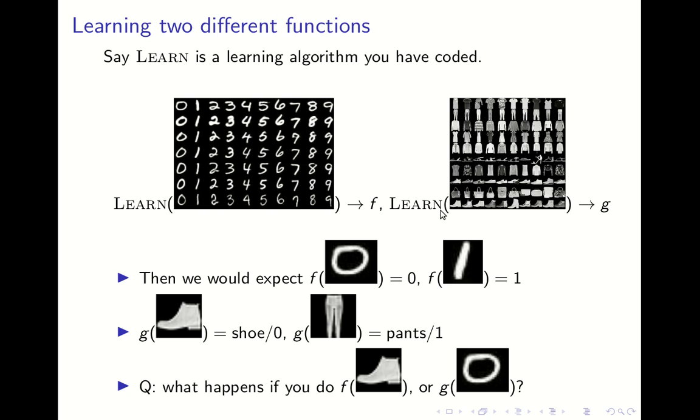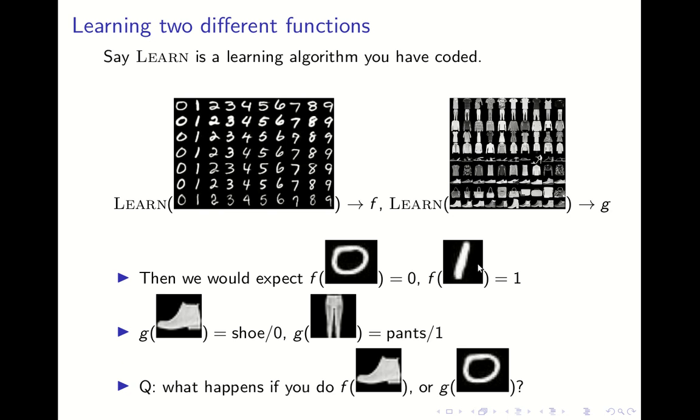So continuing with the previous example, say that we have a learning algorithm called learn here that we've coded up, or that we've used from an off-the-shelf library. So say we use it on this first data set, it's going to spit out a function f, and we use it on the second data set, it's going to spit out a function g.